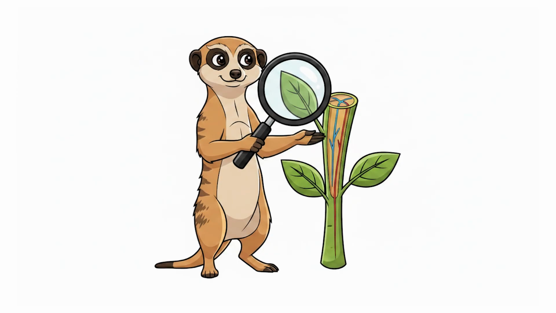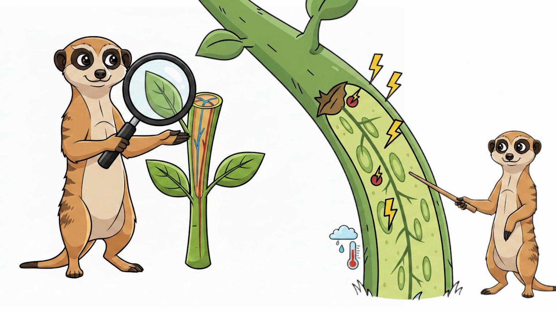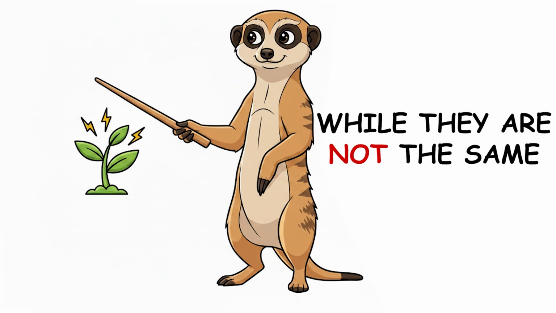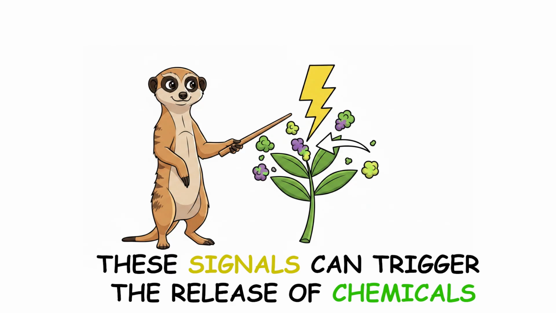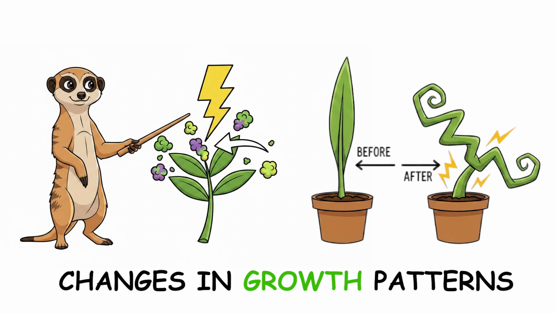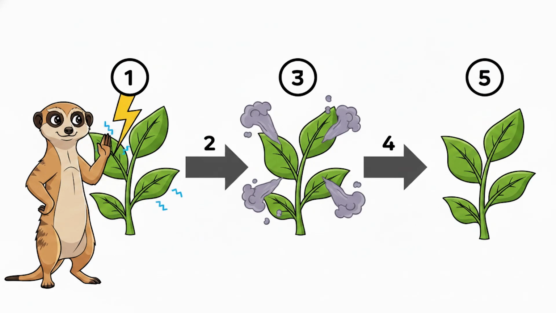Electrical signals. Inside a plant, electrical signals move through tissues in response to damage or changes in the environment. While they are not the same as nerve signals in animals, they serve a similar purpose by carrying information from one part of the plant to another. These signals can trigger the release of chemicals or changes in growth patterns. In some cases, they even help coordinate responses that affect neighboring plants indirectly.